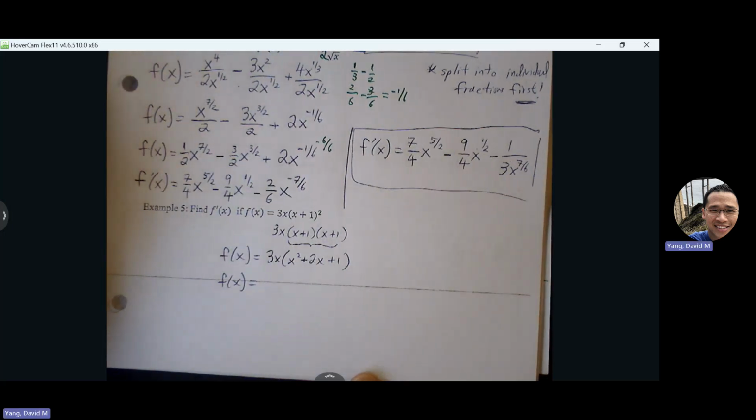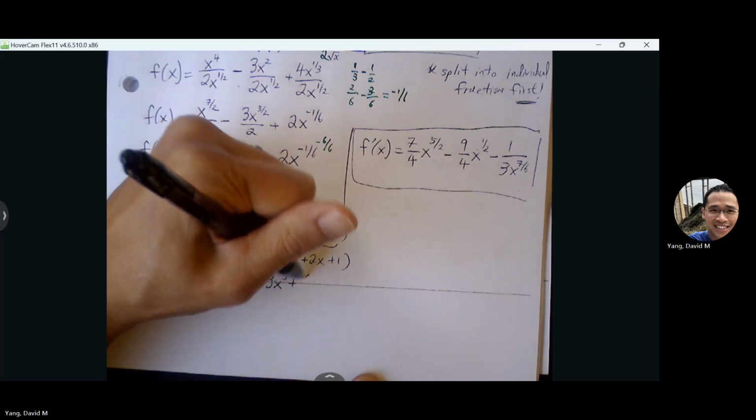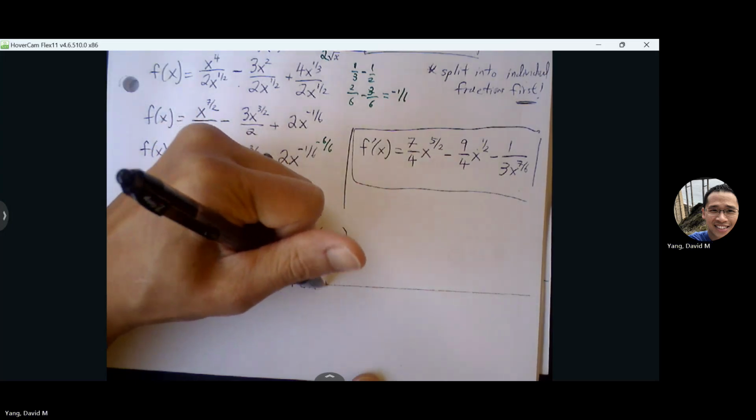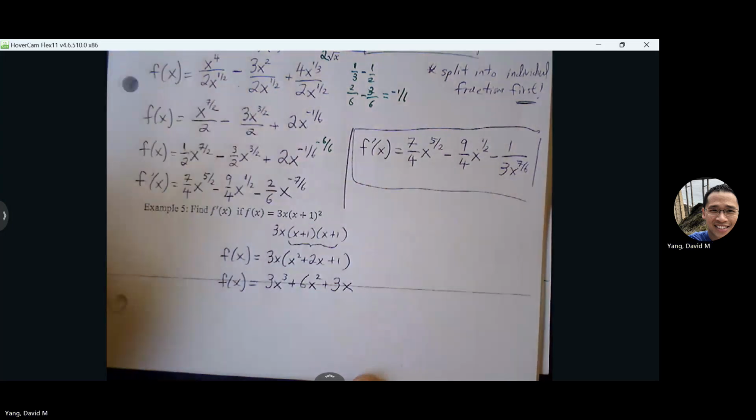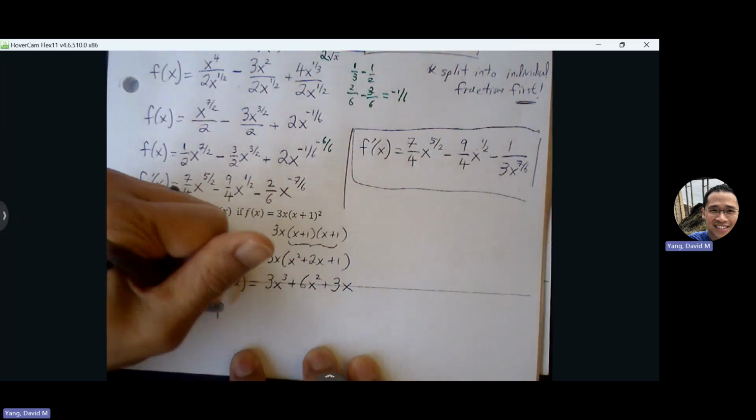Okay, distribute the 3x through, add exponents. Now we're ready for power rule. Every term is nicely separated. There's no radicals getting in the way. There's no variable in the denominator. Everything is separated. Now we can do power rule. This should be pretty straightforward.